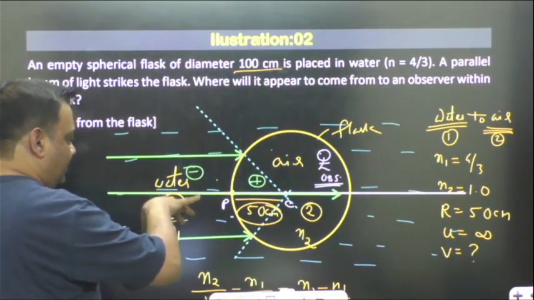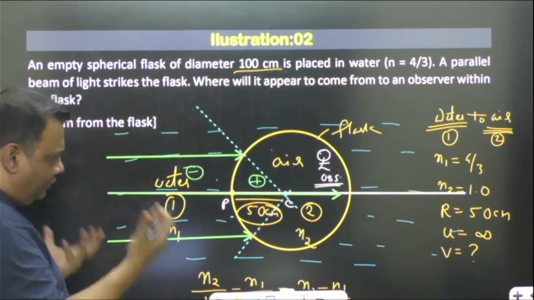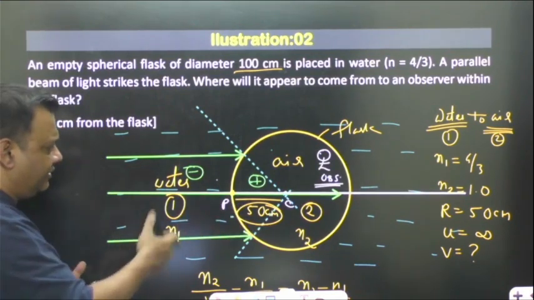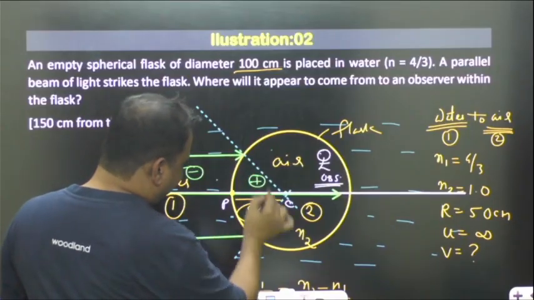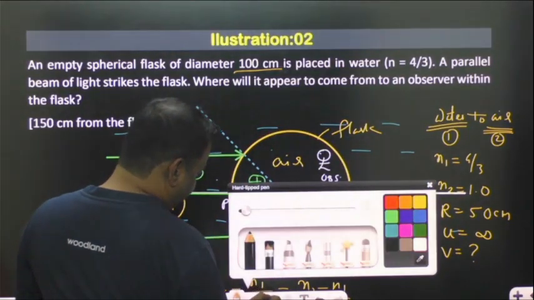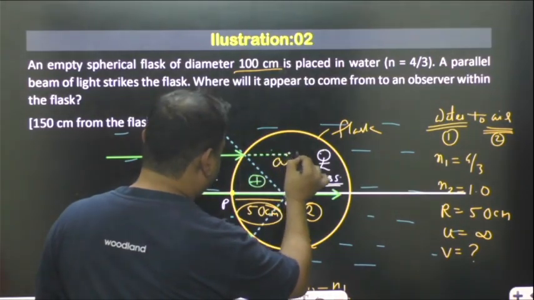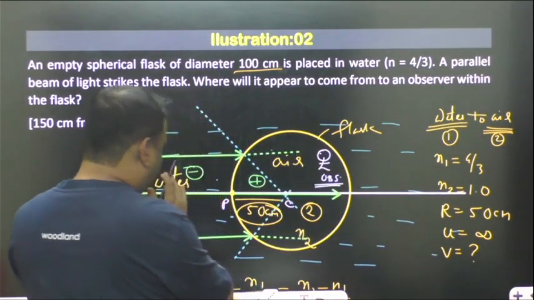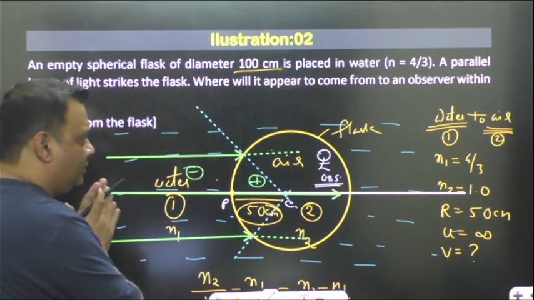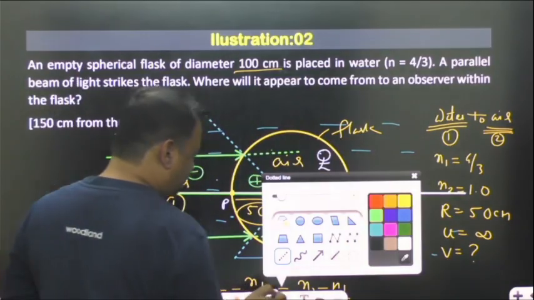If it is told to make the ray sketch, or suppose you need to make the ray sketch for your visualization after finding the answer, then you can always make it. So say here the ray is coming and this is the normal. Had there been no change in surface, it would have gone something like this. But since the surface is changing from water to air, from denser to rarer medium, it will bend where?